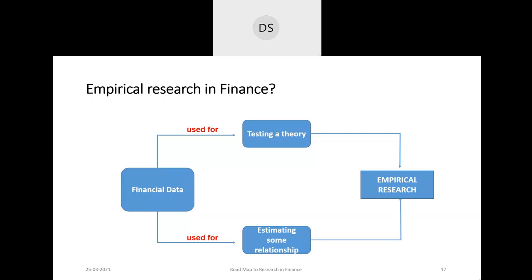So empirical research in finance, in a nutshell, involves testing of a theory using financial data, or it is trying to estimate some relationship between variables. Some relationship between variables means the common sense variable, which is rationally chosen, which could be justified by the researcher. And ultimately, he's trying to have a backward linkage to the existing theory. That alone can be called empirical research in finance.